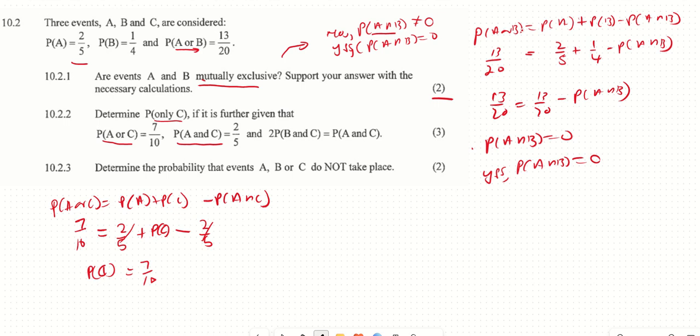But the question is now, find probability of what? Of C only. Now, what do we do in this case? Let's look at C. So now, it equals to everywhere where we find C.